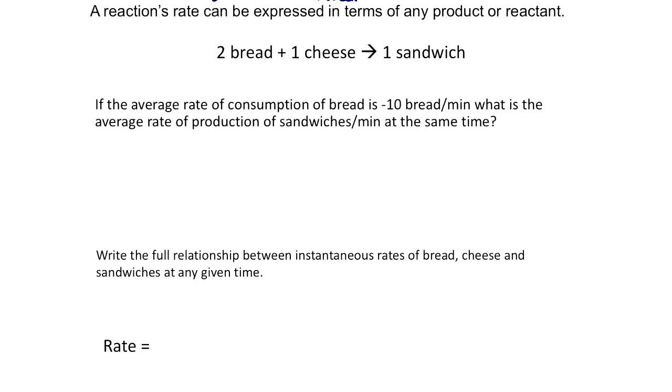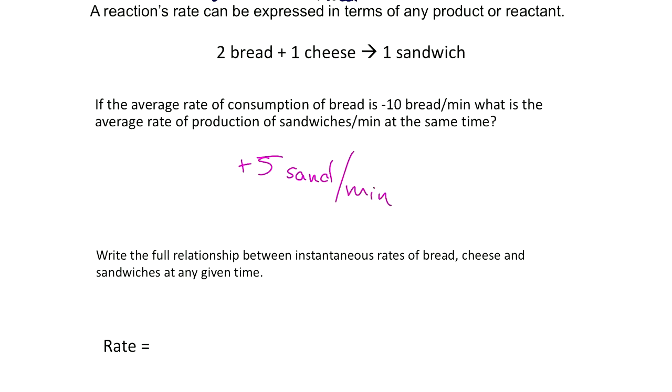If we're making sandwiches and the average rate of consumption, think of it like a speed, the speed at which I'm consuming bread is -10 breads per minute. What is the average rate of production of sandwiches at the same time? What do you think? 5. Yeah, because if I am consuming 10 breads per minute, I need 2 breads to make a sandwich, so I should be making 5 sandwiches per minute.